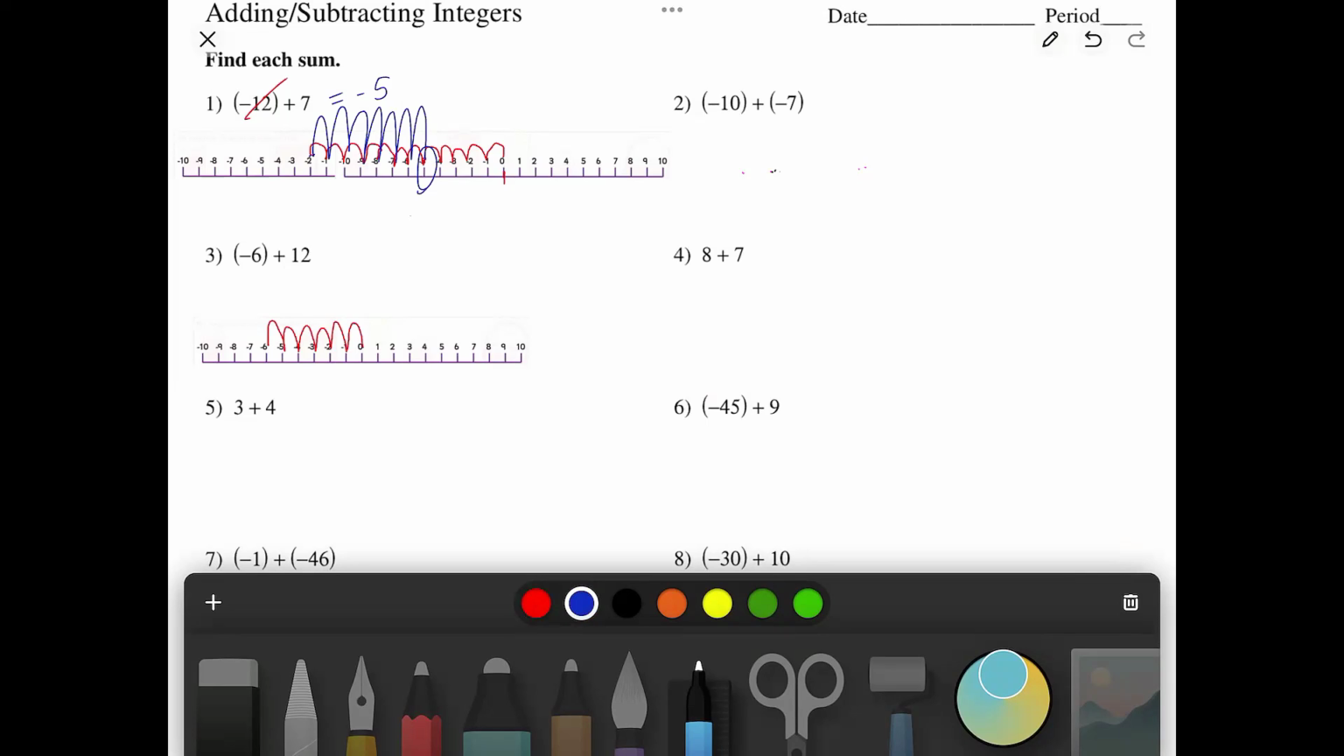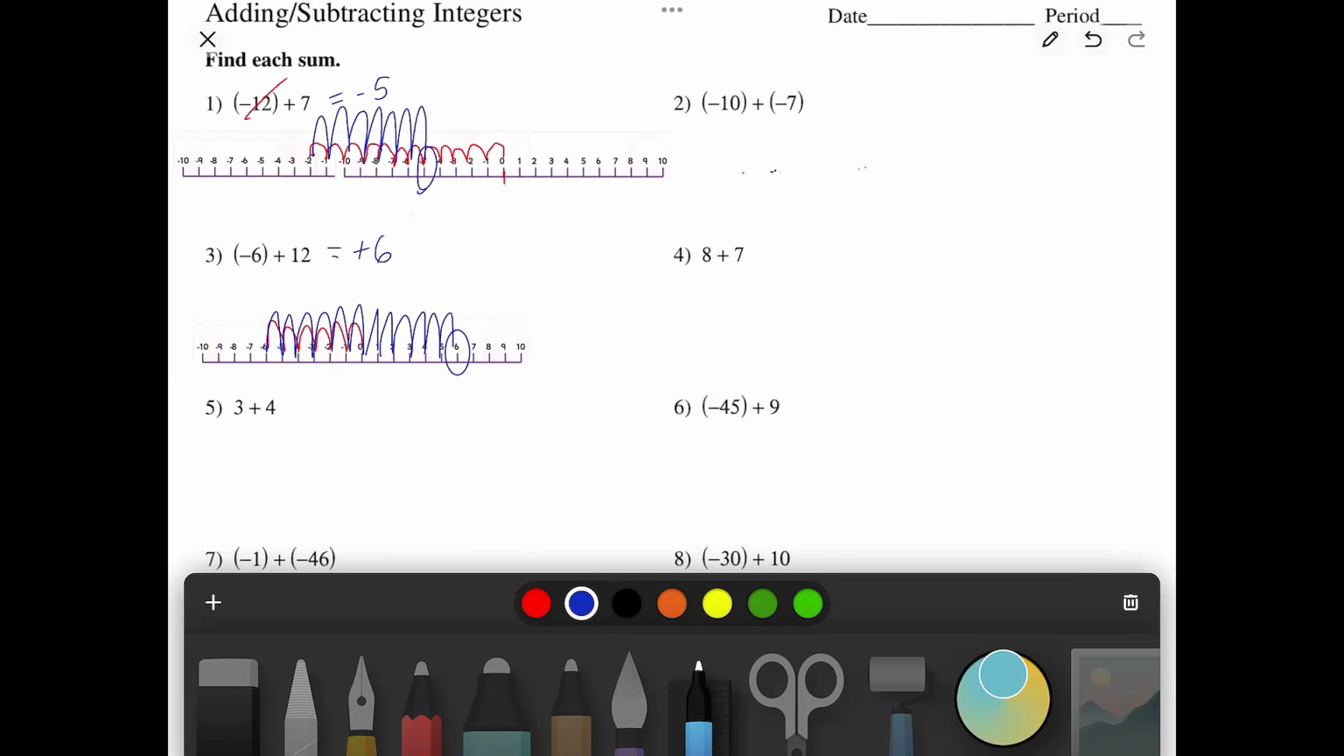Now I'm going to do 12 in the right direction because it's a positive 12. So it's going to be 1, 2, 3, 4, 5, 6, 7, 8, 9, 10, 11, 12. I finish at a positive 6. So that's my answer. Boom, done. Now, that's all you're doing.